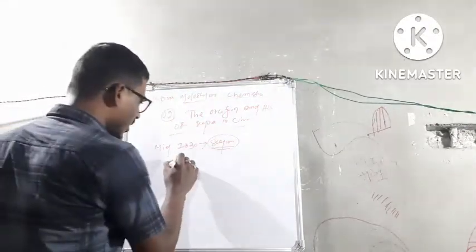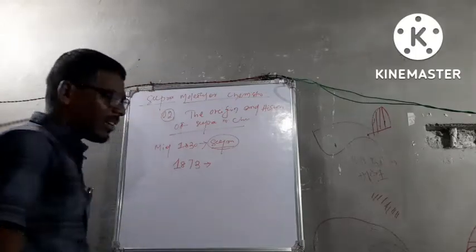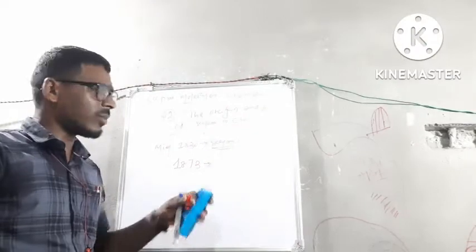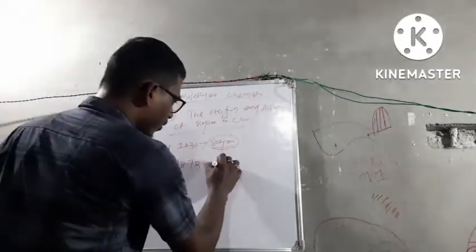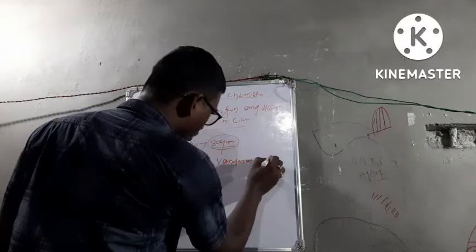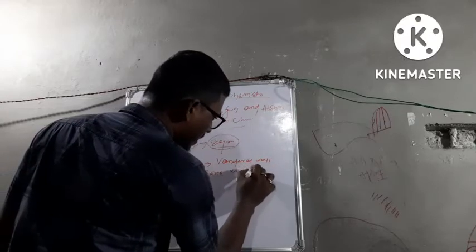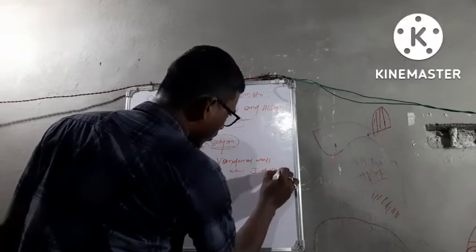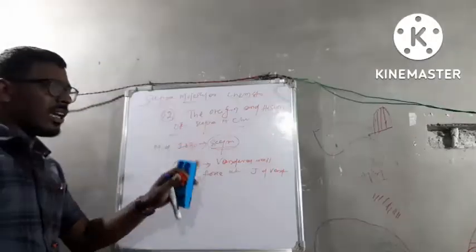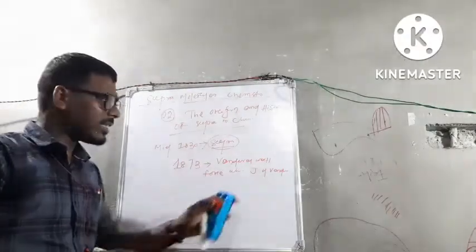Then, after the year 1873, the non-covalent interaction which we have discussed before, that is the van der Waals force, was developed by J.D. van der Waals. In 1873, non-covalent interactions between molecules were developed by J.D. van der Waals.